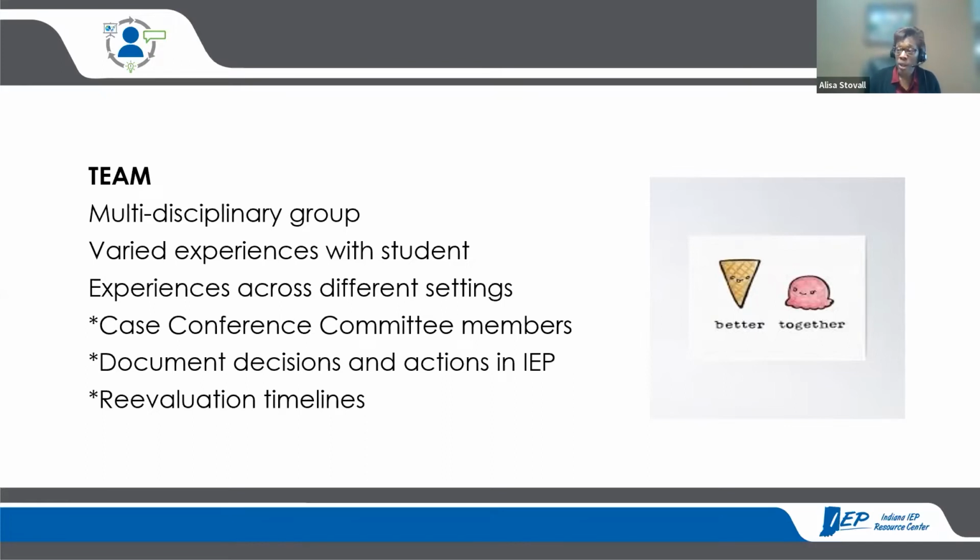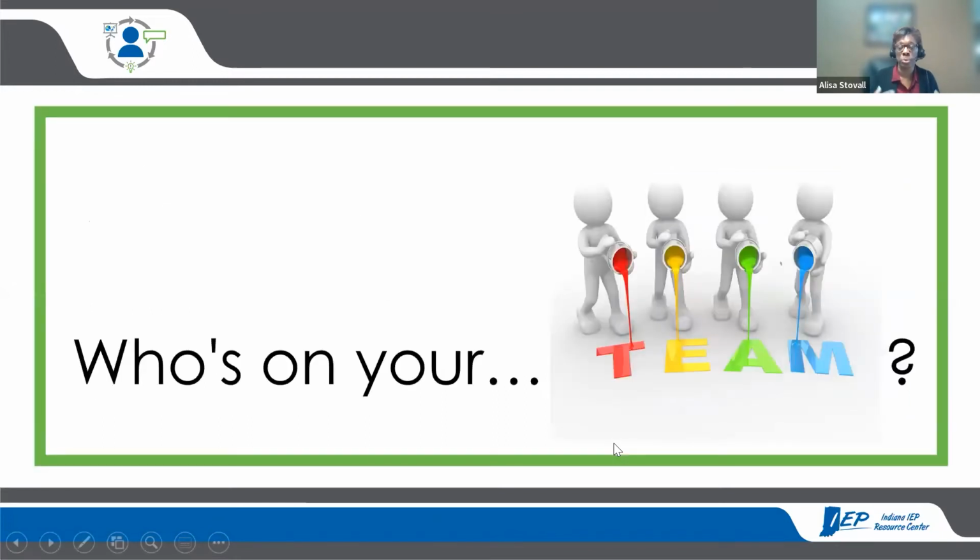If we're talking about a student with an IEP, an individualized education program, then there are some legal requirements that we need to consider. There would be case conference members as a part of the process. We would have to document our actions in the IEP. There might be reevaluation timelines, but this isn't a process that's just tied to students with specialized services and supports. We may have any student that might need behavioral supports. And so this is a process that could be used for any student in our environment. So keep that in mind.